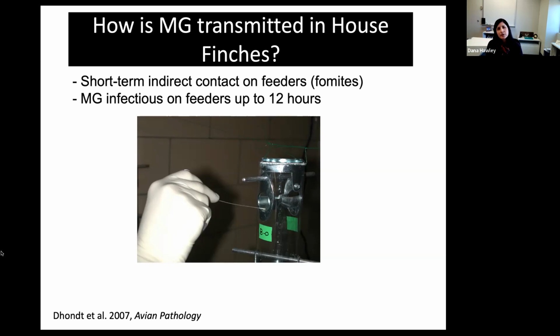And we know from lab experiments that the MG that's deposited can be infectious to a naive bird for at least up to 12 hours, although it does rapidly decline in terms of its degree of infectiousness. So we think that most of the transmission is actually happening from these relatively short-term interactions, where if you've watched a bird feeder at all, you'll know that, especially in the wintertime, there's really rapid turnover of individuals rapidly displacing each other. So there's lots of indirect contact happening on the timescales that would result in MG spread.